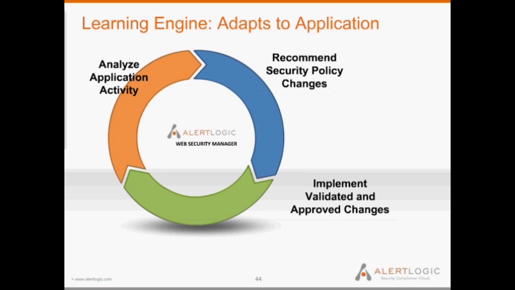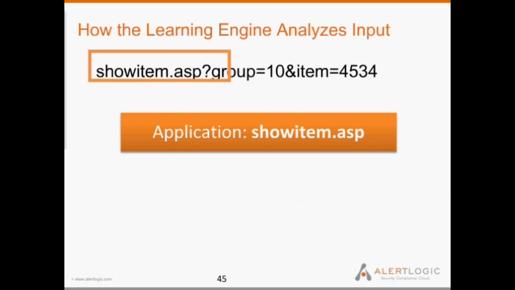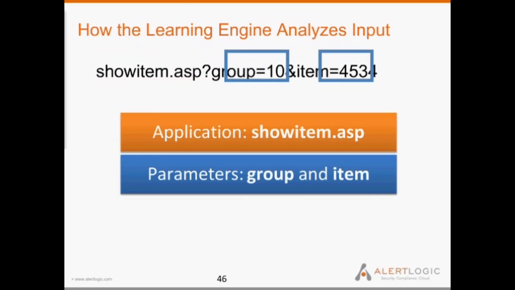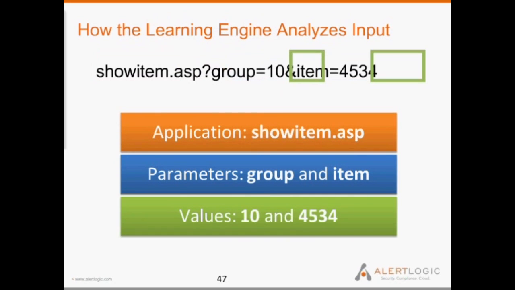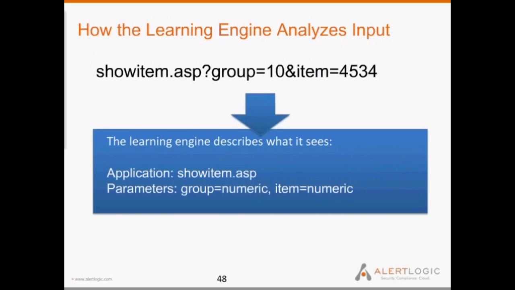validation. And so in terms of the automatic validation and how that happens, we start with the application, in this case the show item application. It's going to look at the specific parameters and abstract out, in this case, two parameters, group and item. It's then going to look at the values for a given transaction, in this case 10 and 4534. And then it's going to start to build an inference about what legitimate inputs are. In this case, group appears to be numeric and item appears to be numeric.